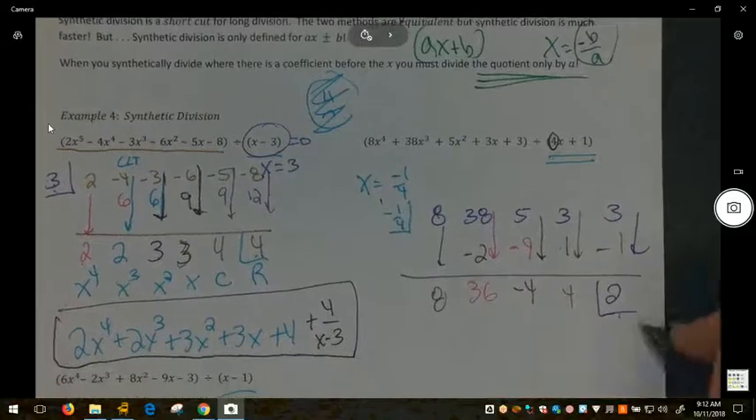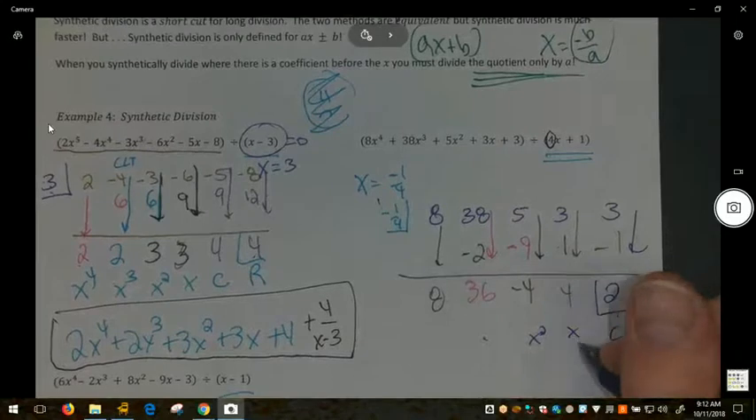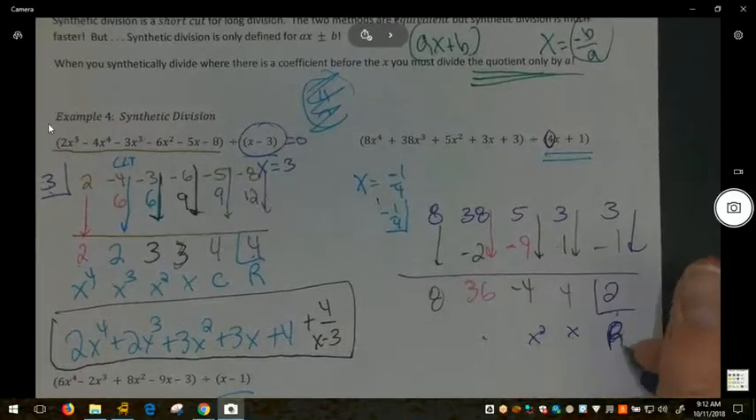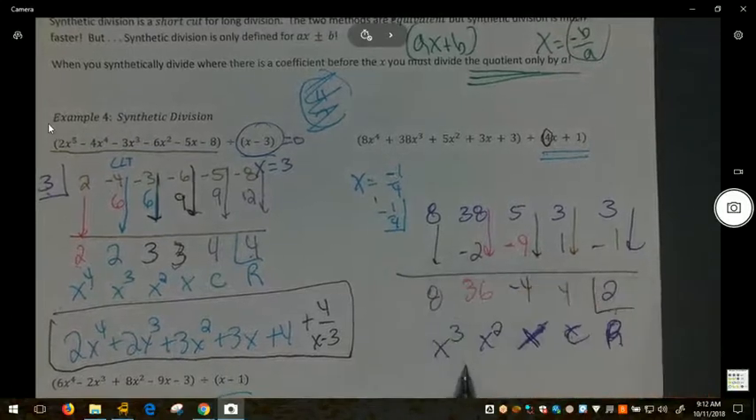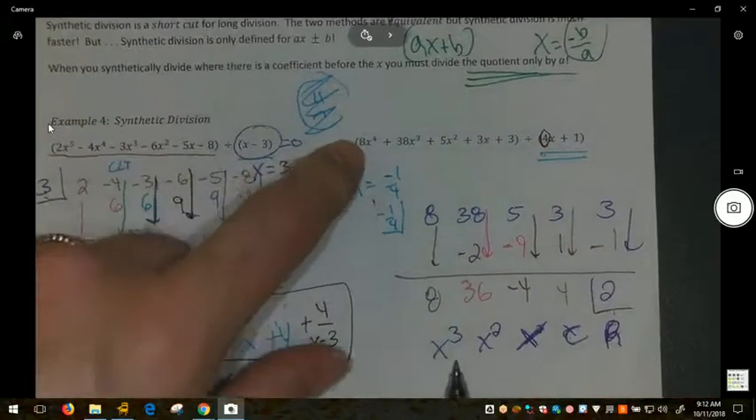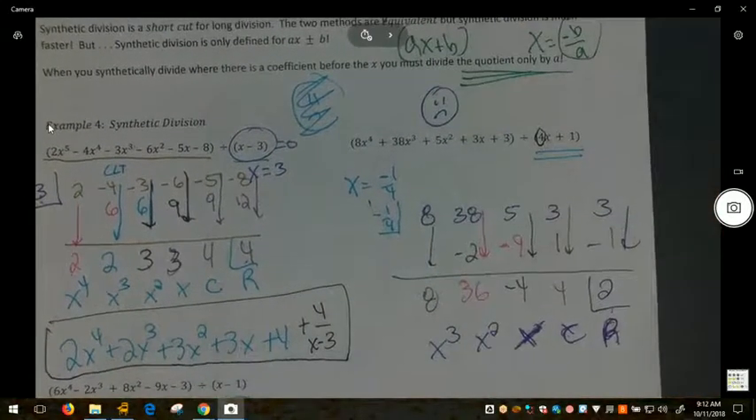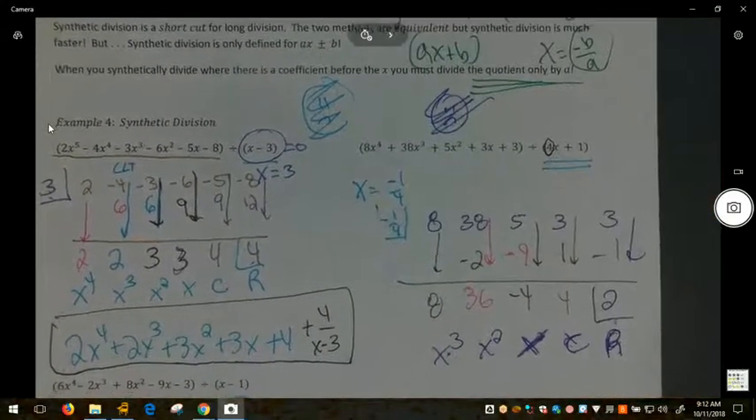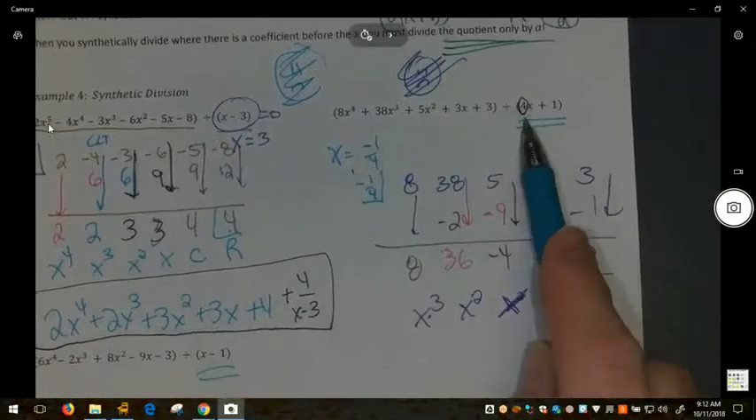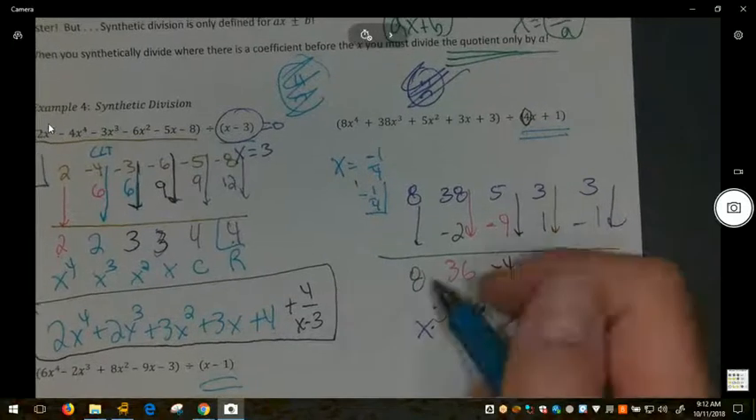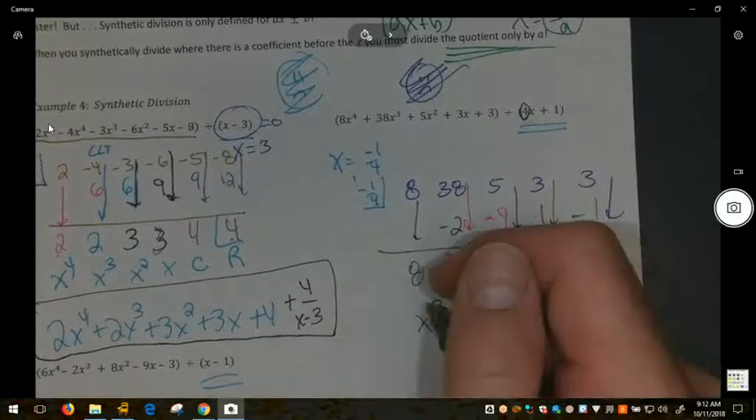Now, this is our constant, x squared, x cubed, which is what I expect. I started with x to the 4th. If I'm dividing it by a linear factor, I'm going to get a depressed polynomial of 1 degree less. So, the problem is, though, there was this 4 here. Because of this 4, I have to divide all of these numbers by 4 before I bring them down for my final answer.